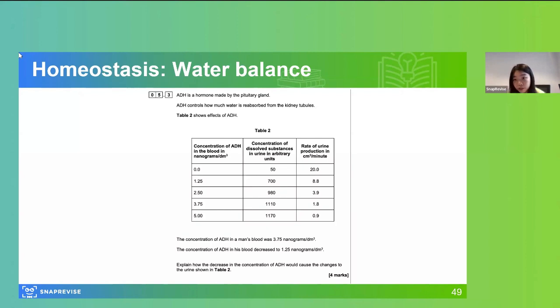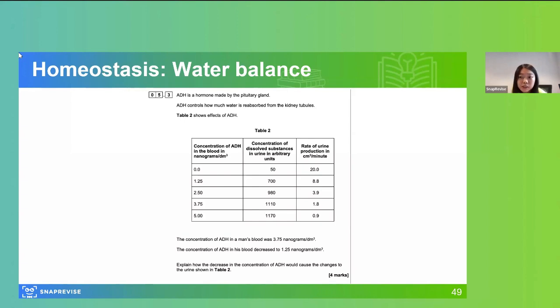Okay, hopefully you have read the question. It's asking you how the decrease in concentration of ADH would cause the changes shown. It shows you that the concentration of dissolved substance in the urine is very low, and the rate of urine production is very high with a low concentration of ADH. So now I'm going to go through why this is. As I've said, ADH makes the kidney tubules a lot more permeable, meaning more water is going to be able to be reabsorbed.